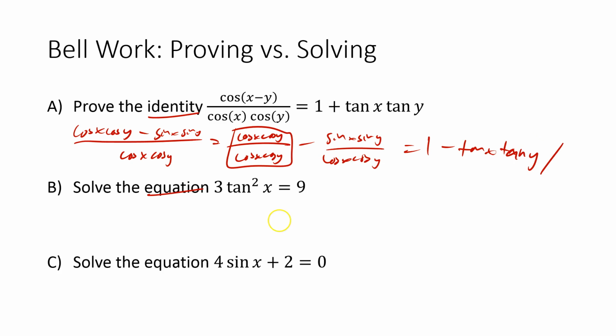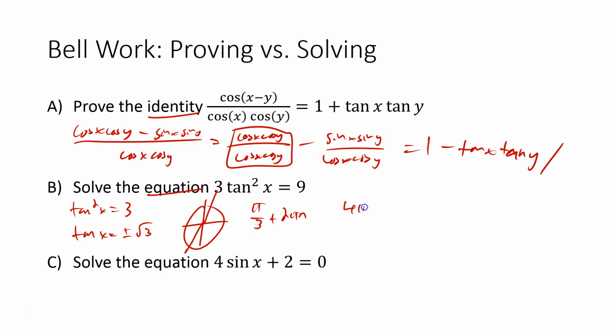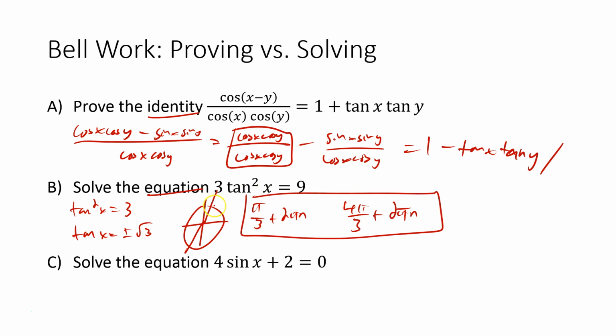Cool. Now an equation, remember, is going to have some values of x that work. So we're going to isolate the tangent. So we divide by 3, so we have tan squared x equal to 3. That means that tan has to be plus or minus root 3. So tangent is root 3 at pi over 3, also at 4 pi over 3. Pi over 3 plus 2 pi n, or 4 pi over 3 plus 2 pi n. Now the pro way to do that, we could have just said pi over 3 plus pi n. But I'm going to leave it like this because that's just fine.